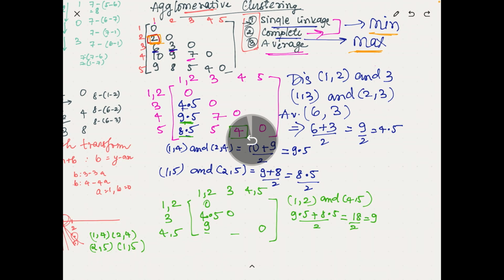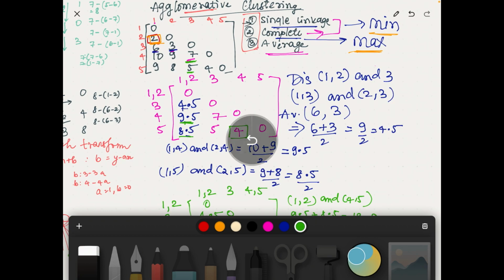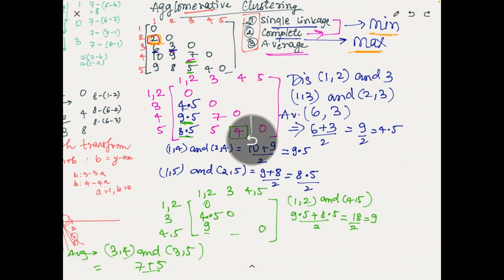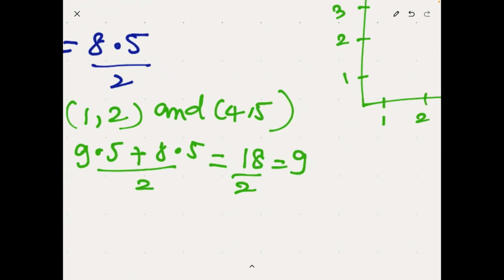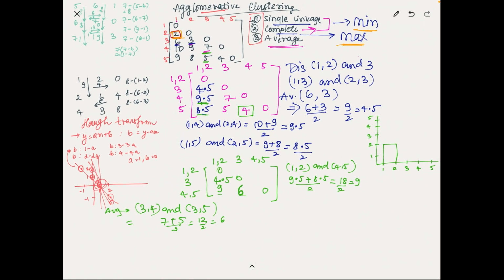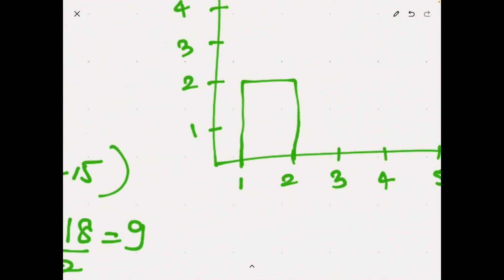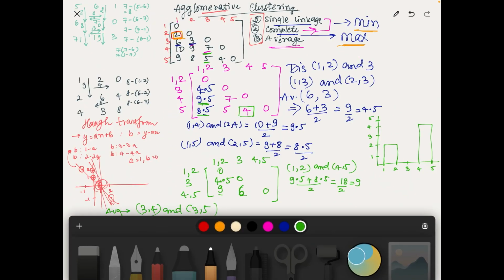We have to find the other value. Here is 6. But we are forgetting a very important thing, that is the dendrogram. We didn't make the dendrogram. So we are taking 1, 2 at the value of 2. 1, 2 was clustered at this value, and then you were clustering your 4 and 5 at the value of 4. So we clustered 4 with 5 at the value of 4.